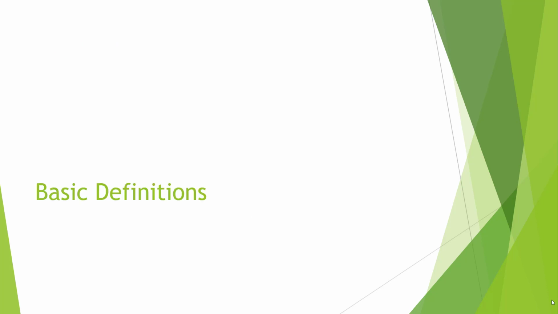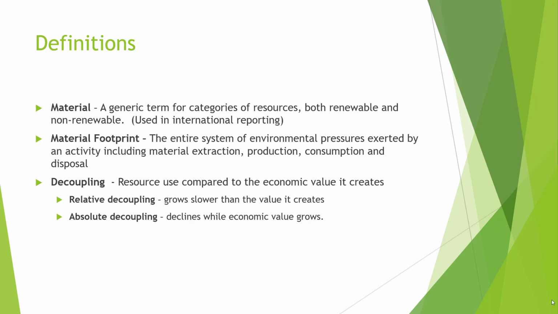So let's cover some basic definitions. Material is a generic term used for categories of resources, both renewable and non-renewable. So this would be anything that goes into the process is the material. The product would be on the output of the process. Your material footprint is the entire system of environmental pressures exerted by an activity, including material extraction, production, consumption, and disposal.